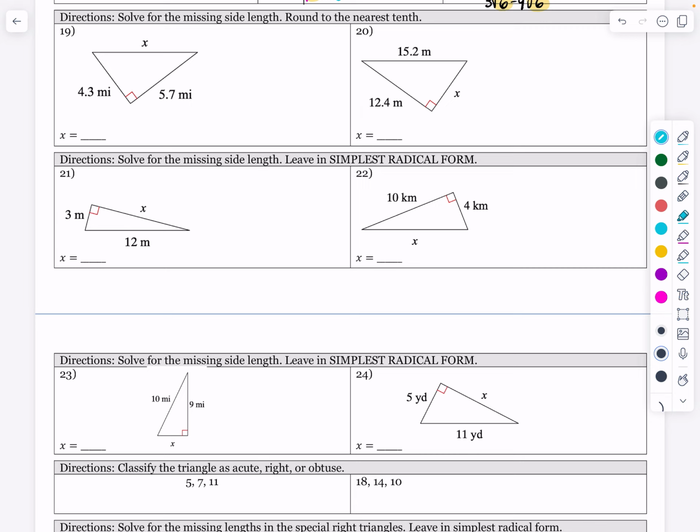We're going to get started with number 19. 19 and 20's directions say, solve for the missing side length, round to the nearest tenth. So both of these are right triangles. That's the first thing I notice. And we have a theorem for right triangles. It's called the Pythagorean Theorem.